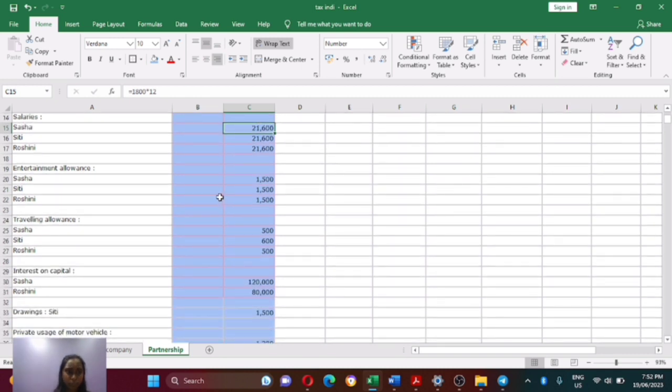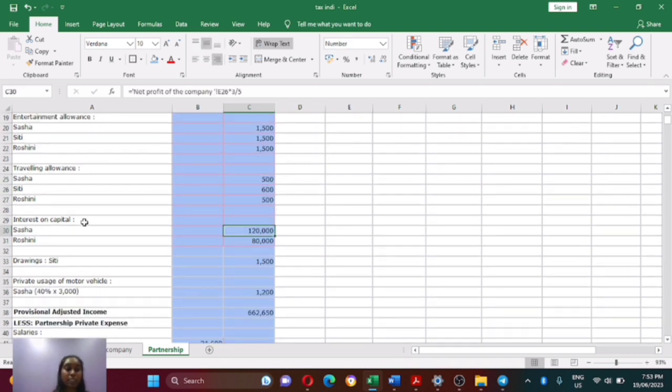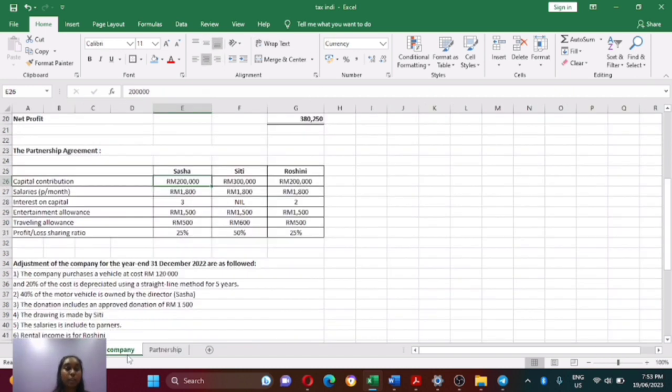After the salaries, there is the entertainment allowance and traveling allowance, as mentioned in the agreement. For the interest on capital, you can see how I compute the interest by using the capital contribution. This is the information that I converted from the partnership agreement and the annual report. For Shasha and Roshini, I use the capital contribution and multiply it by the interest on capital proportionally, Shasha 3 and Roshini 2.